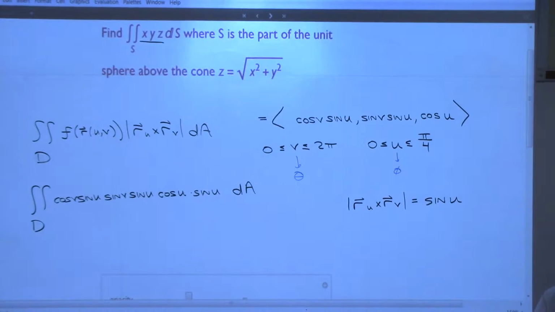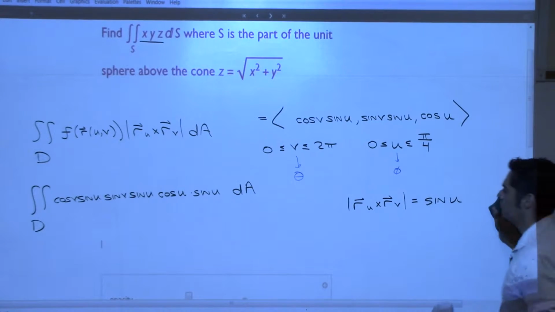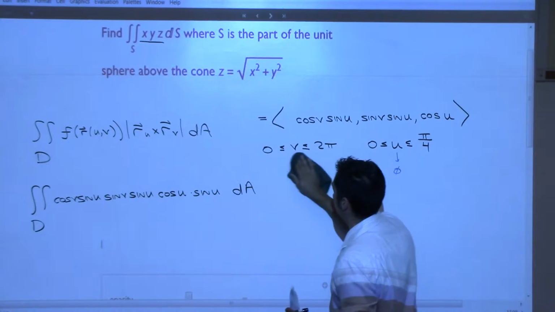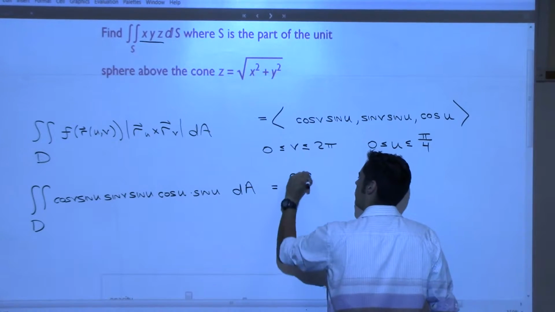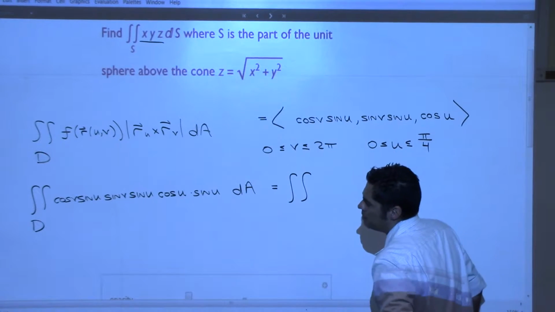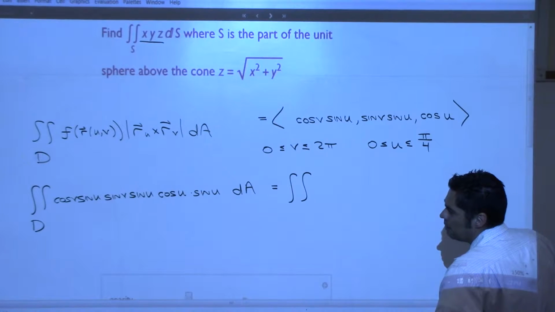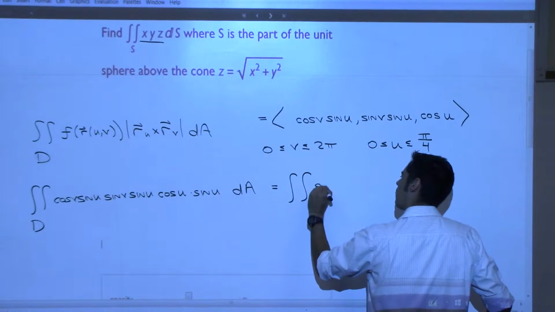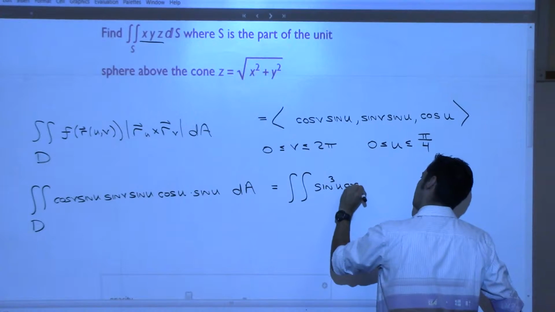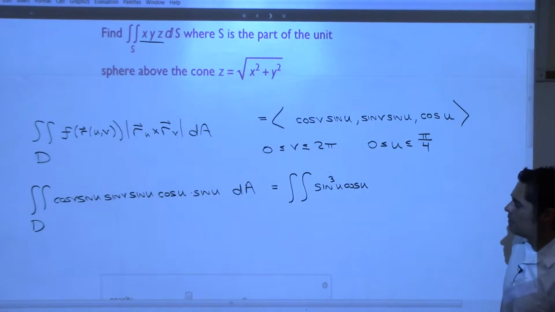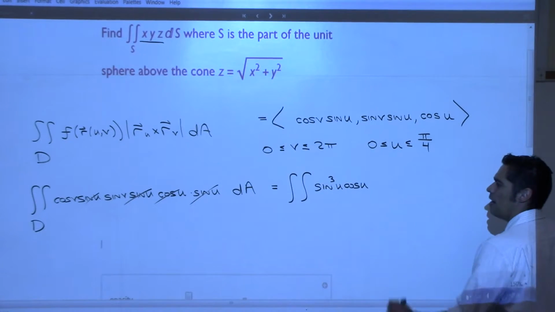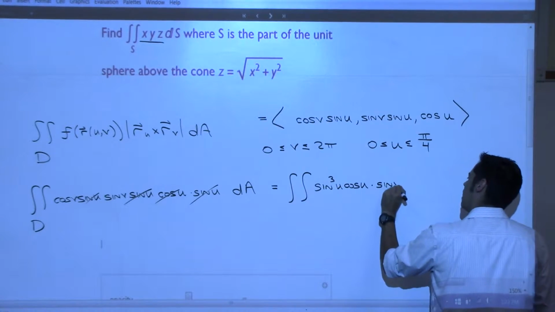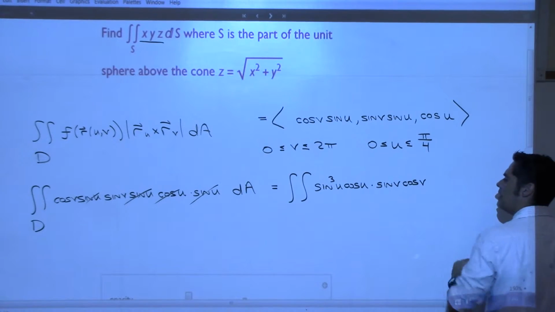And we can combine things together, right? Do I have any questions? Double integral. Let's see. Let's get all our u stuff together. Looks like I've got a sine cubed u, right? And a cosine u. That takes care of this, this, this, and this. And then I have sine v cosine v or cosine v sine v. It doesn't matter how I do that, right? dA.